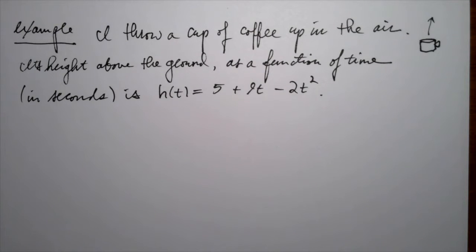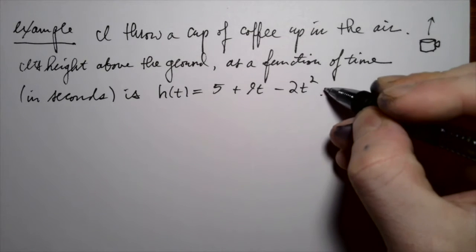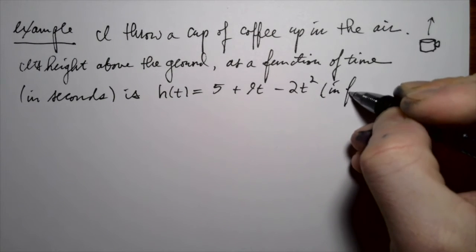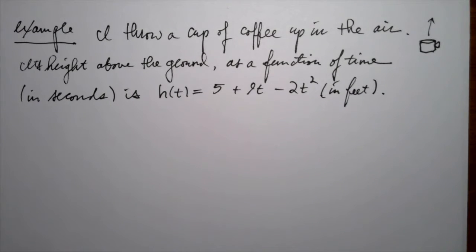Let's do some more problems that use the fact that the derivative is the instantaneous rate of change. So I'm going to throw a cup of coffee up in the air. Don't know why I would do that, but this is what the problem says I do. And now its height above the ground as a function of time in seconds is given by this function h of t. It's 5 plus 9t minus 2t squared. And now we're going to measure that height in feet. Feet above the ground.